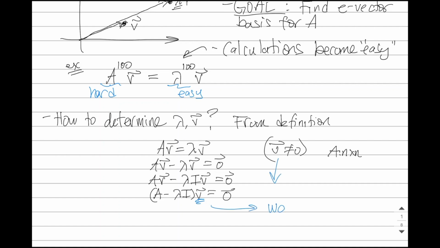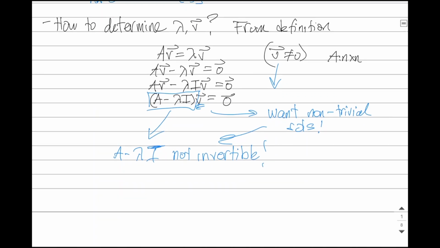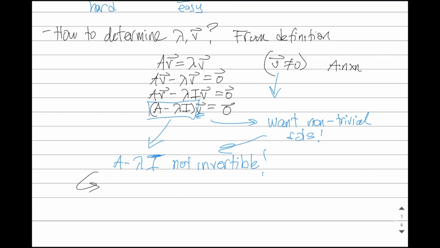Now remember, the definition of this eigenvector says that this has to be non-zero. So we want non-trivial solutions to this equation. Non-trivial solutions means that this matrix A minus lambda I has to be not invertible, because if a matrix is invertible, it will only ever have the trivial solution to the homogeneous problem. So that gives us a condition. If a matrix is not invertible, that means the determinant of that matrix has to be equal to 0.